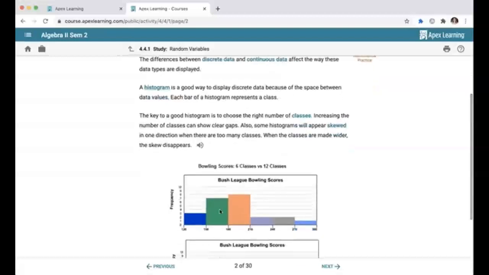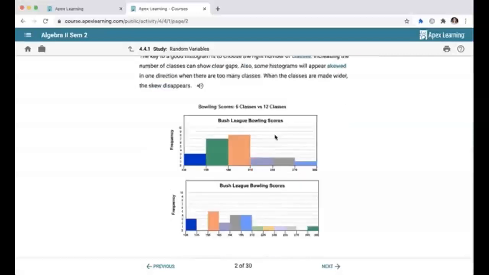Because each event is represented by a bar, right? Or each bar represents a class here, right? So a specific set of numbers, all right? But the key to a good histogram is to choose the right number of classes. All right, so increasing the number of classes can show clear gaps, as some histograms will appear skewed in one direction when there are too many, right?